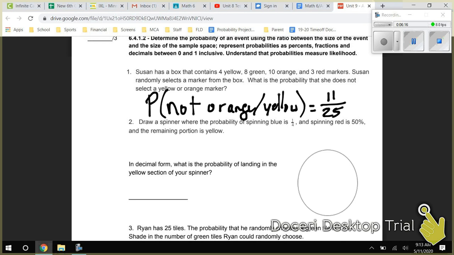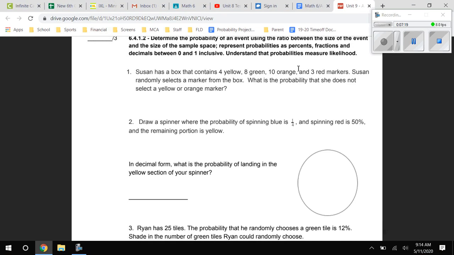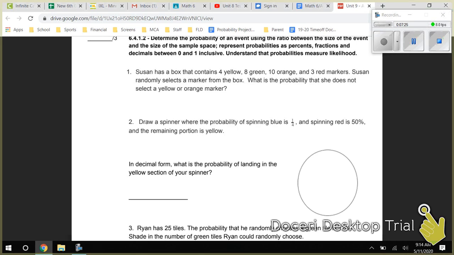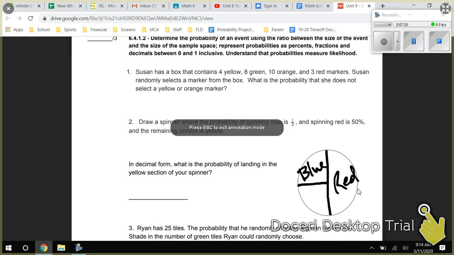Number 2, it says draw a spinner where the probability of spinning blue is 1/4 and spinning red is 50%, and the remaining is yellow. All right. So we're going to go ahead and do 1/4 is blue and 50% is red. So I'm going to just draw a line down the middle. We're going to make this red. And then I'm going to cut this in half and we're going to make this blue. Okay, so this is 1/4, this is 1/2 or 50%, and the remaining is yellow.